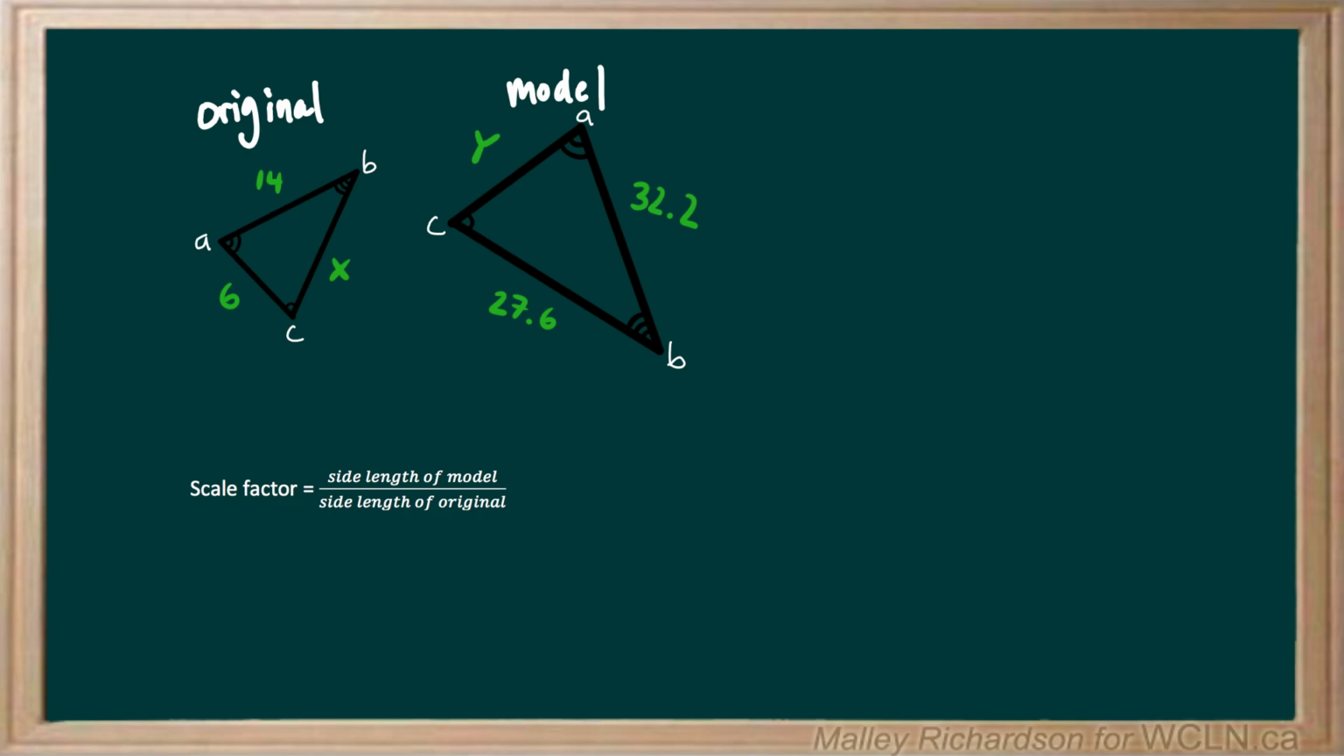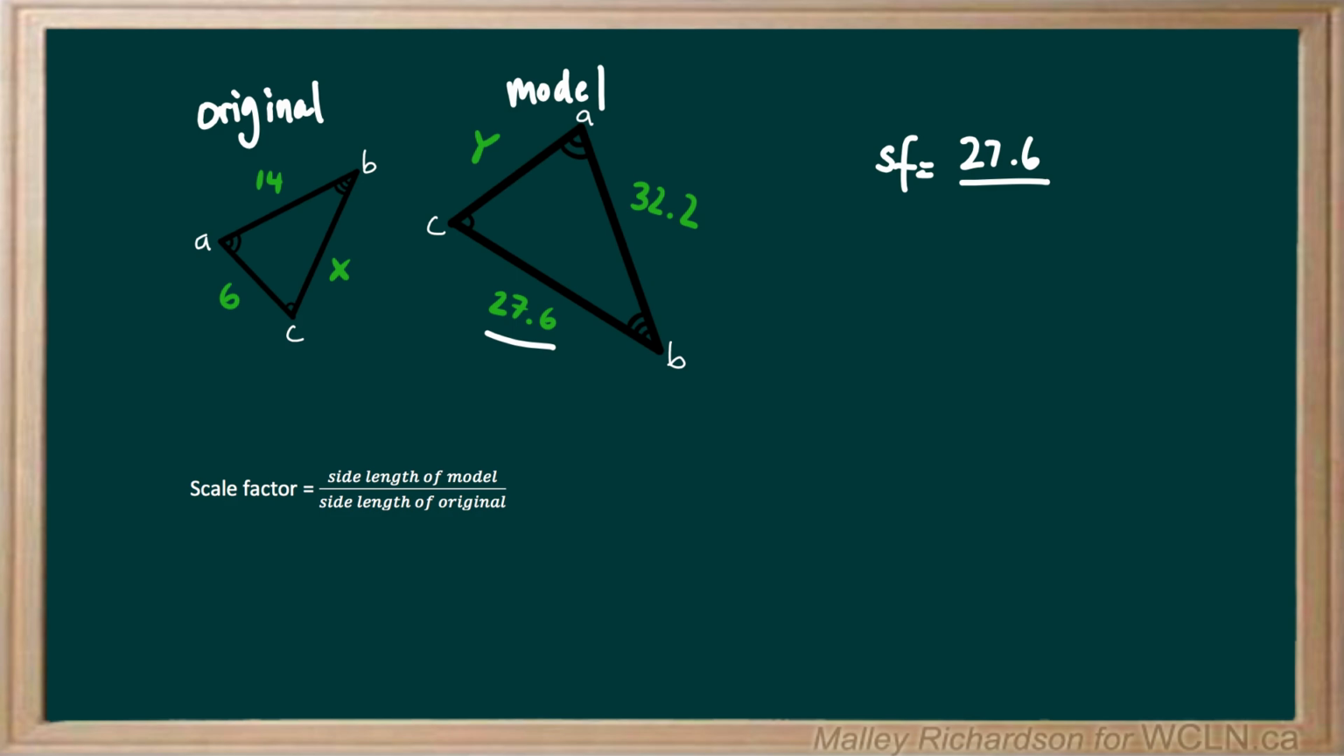To find our scale factor, we're going to use our formula of side length of the model divided by side length of the original. So to do this, let's first start by getting a side length of our model. Let's use the side length CB, which is 27.6. So our scale factor is side length of our model, 27.6, divided by the corresponding side length of the original. So because we use side length CB in our model, we have to use side length CB in our original.